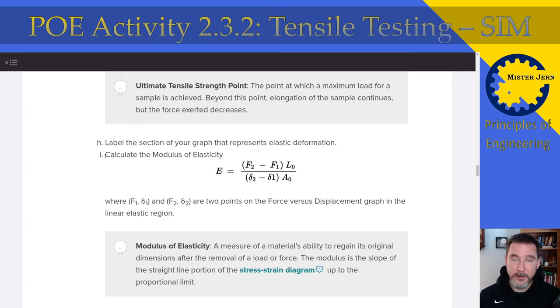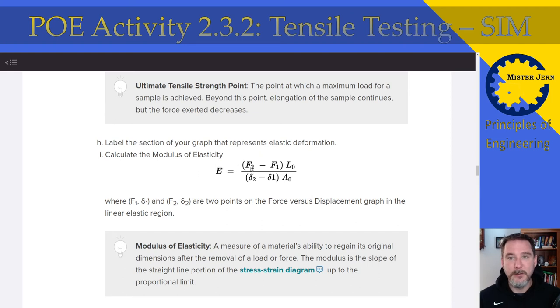Letter I. You're going to have some writing again, more calculations. Calculate the modulus of elasticity. Remember, modulus of elasticity is just a measurement of how stiff a material is, how flexible it is. And that modulus of elasticity is not stamped on the bottom of materials. It doesn't come with labels when we find it in the ground or cut it down or whatever. Calculate it. So a modulus of elasticity is going to be this hot mess right here. Once again, very intimidating looking, but break it down and it's not so bad.